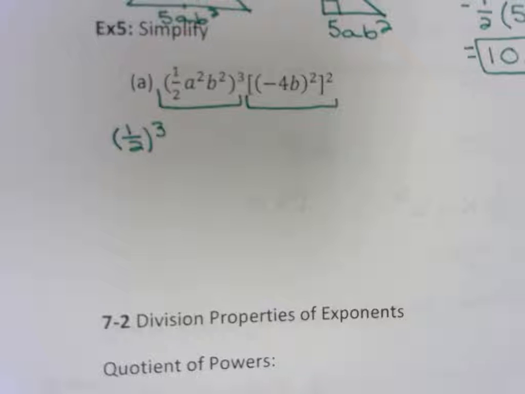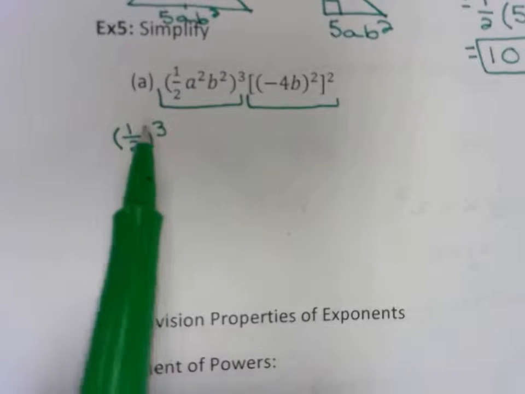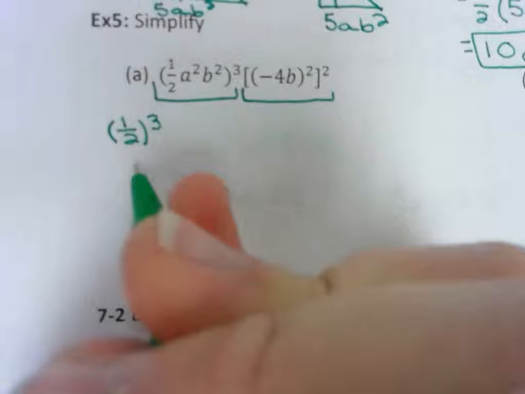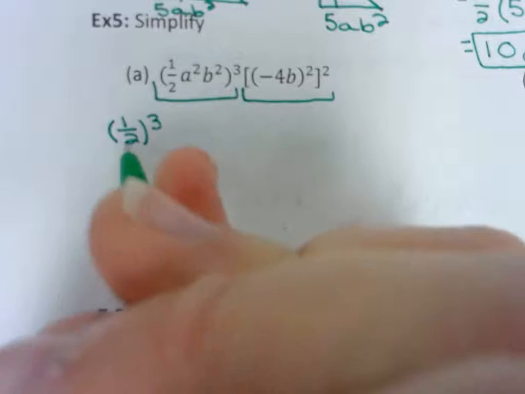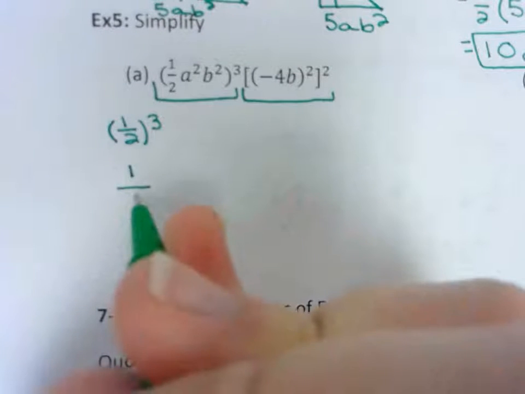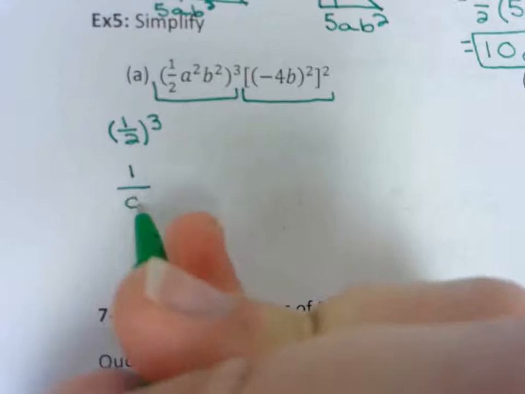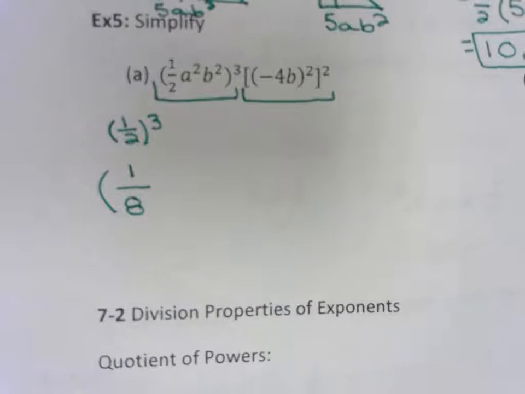Don't overthink this. If I had a fraction to the 3rd, how would I do this? Don't make it into a decimal. Take the top to a 3rd, take the bottom to a 3rd. What is 1 to the 3rd power? 1. Over what is 2 to the 3rd power? 8. Okay? So 1/8. That's my whole number. 1/2 to the 3rd power is 1/8.